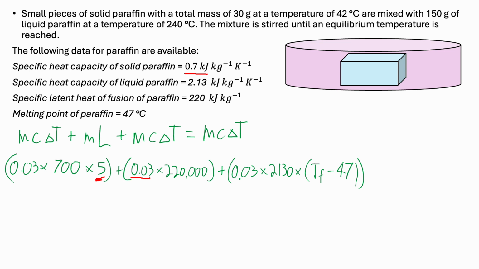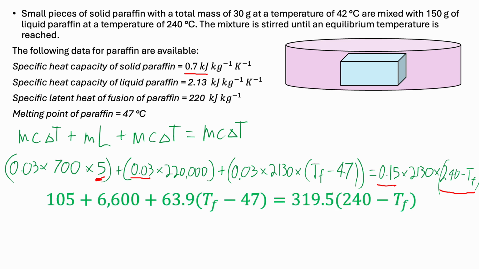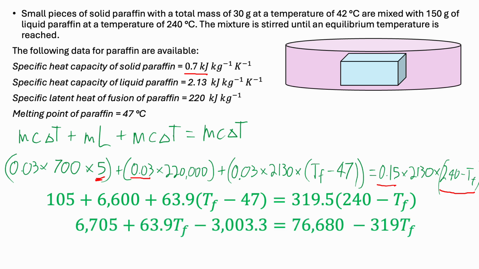And where's this energy all coming from? It's coming from the liquid paraffin, which is 150 grams of it, all the other data inserted there. And the final temperature is going to be below 240, so it's 240 minus the temperature. Running through the algebra after that is just pretty straightforward. You just got to be careful to multiply out everything inside the brackets by everything outside the brackets.